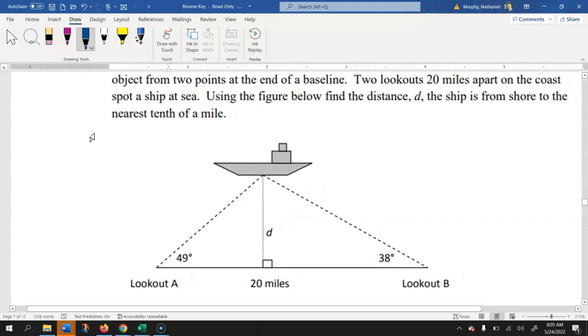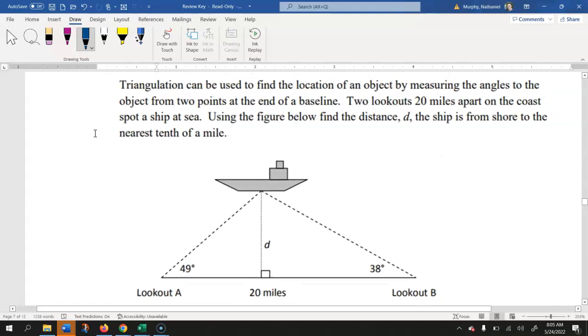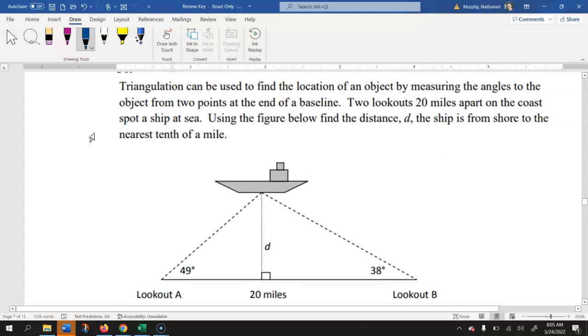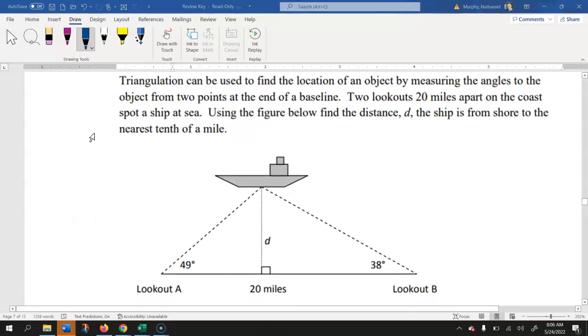All right, so this one says triangulation can be used to find the location of an object by measuring the angles of the object from 2 points at the end of a baseline. 2 lookouts 20 miles apart on the coast spot a ship at sea. Use the figure below, find the distance d the ship is from the shore to the nearest tenth of a mile. All right, so since we know the two angles that are 49 degrees and 38 degrees, we can subtract those from 180 to find that interior angle of the larger triangle. We get that to be 93 degrees.